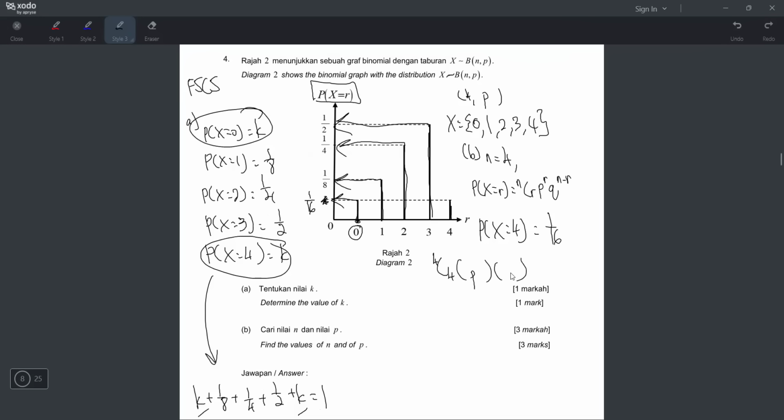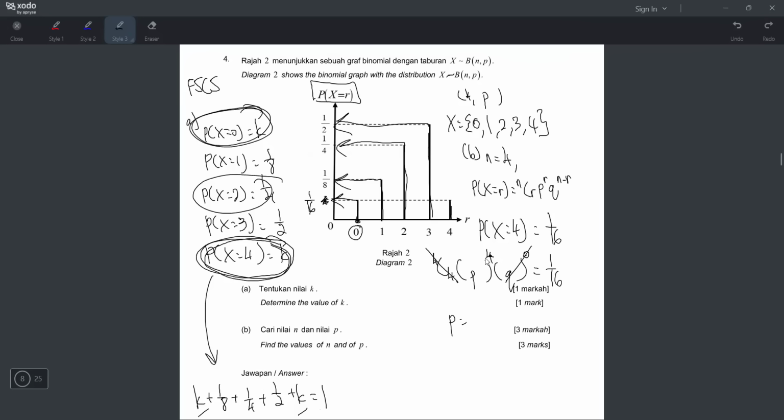Why can't this one be used? Because if you write this, what happens here? It becomes 4C2, then this one p to the power 2, and this one q to the power 2 already. And then you cannot cut this. Then you're stuck with two unknowns, so you cannot continue. But if you look at my working now, this one cut already, this one cut already. You can see now you're left with just one unknown, so you can find the p.